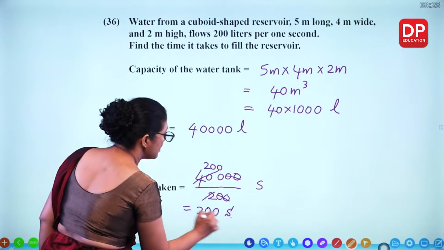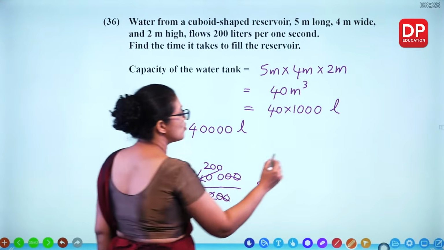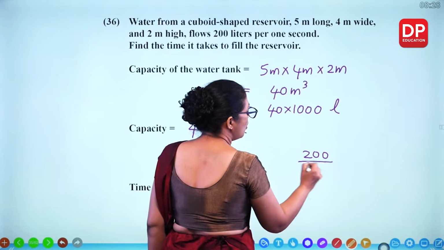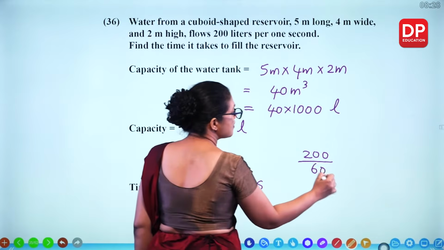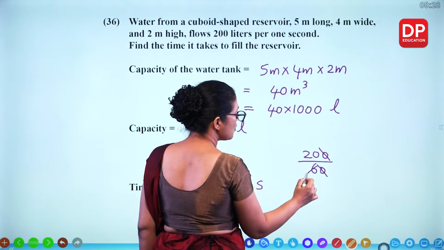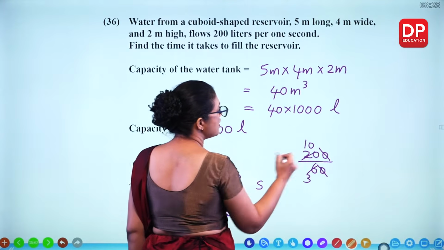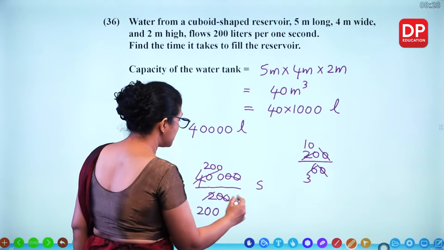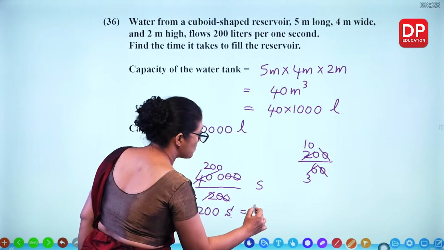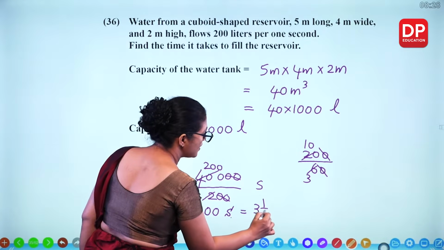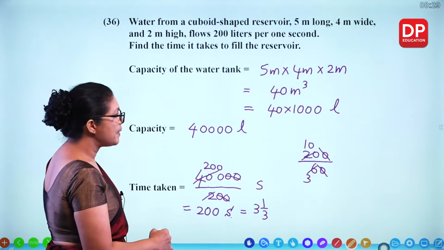Or if you want to convert to minutes, you have to divide by 60. 2 times 3, 2 times 10. So 10 over 3 means 3 and 1/3 minutes.